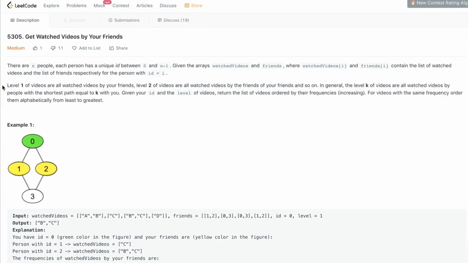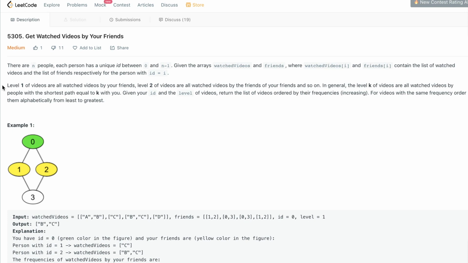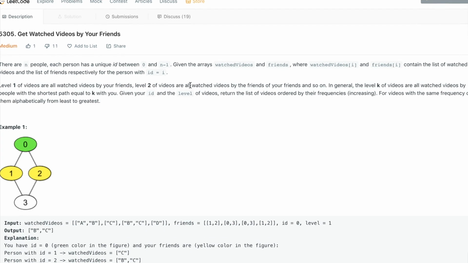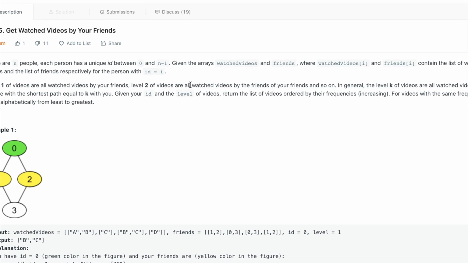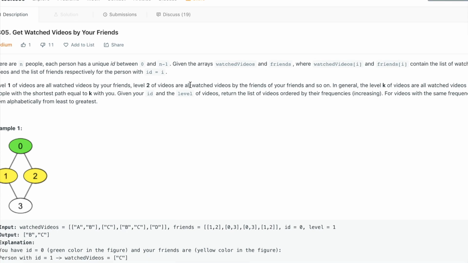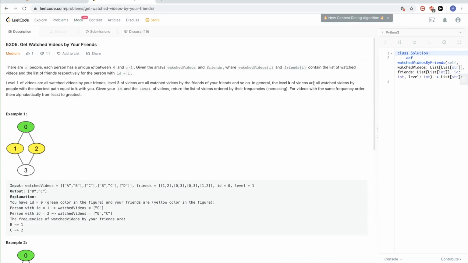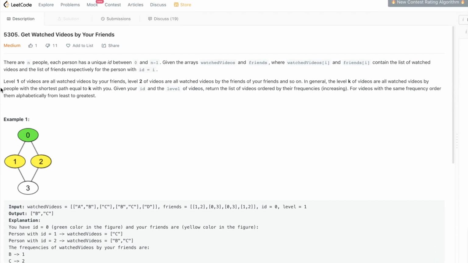Now we have level 1 of videos, which are videos that are watched by your direct friends, right? And then level 2 videos are all watched videos by the friends of your friends. So second level friends, the videos of the second level friends. And in general, we have level K of videos that are all watched by people with the shortest path equal to K with you, right? People that have shortest path from you to them as friends that is equal to K. Their watched videos are videos of level K.